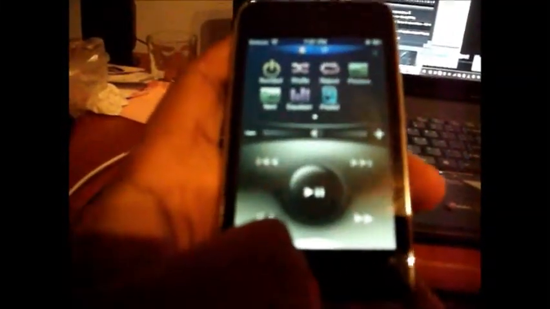Absolute control of your PC's player: pause, rewind, fast forward, play, absolute control. You don't need to get up from wherever you are and move to your laptop to pause it. I use this very well. Sometimes when I'm in the kitchen listening to music, I pause and play from anywhere in the house, as long as I'm connected to the same Wi-Fi network with my iPod touch.